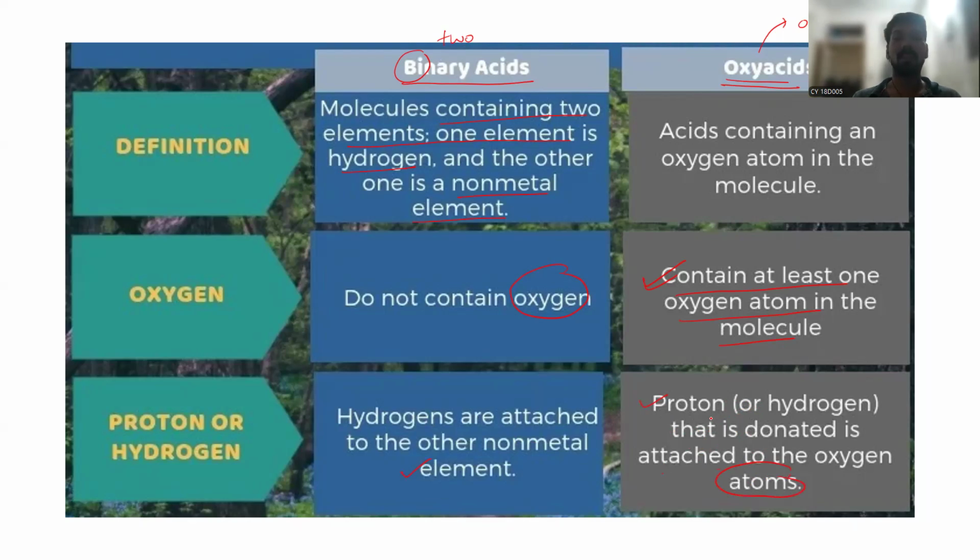Okay, so this is all for today's class. Next we are going to do more examples on naming of binary acids, oxy acids, and other nomenclature. I'll give you some worksheets to solve.